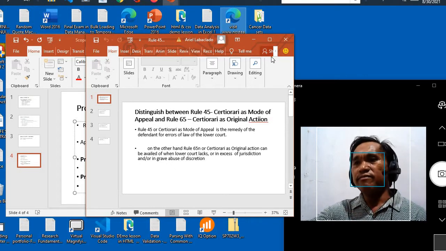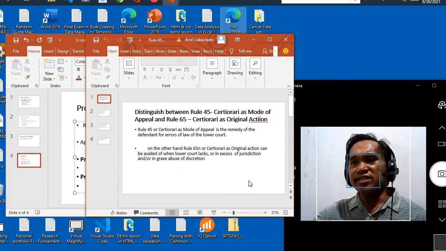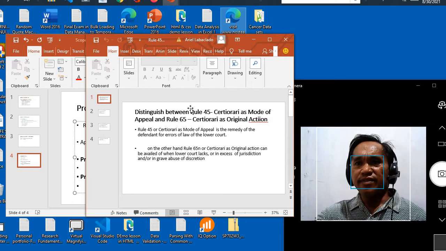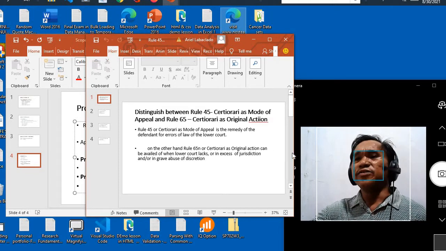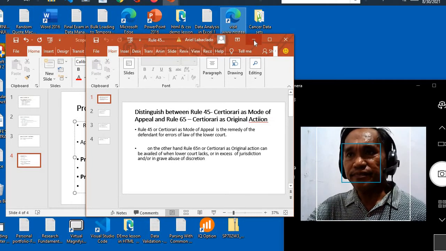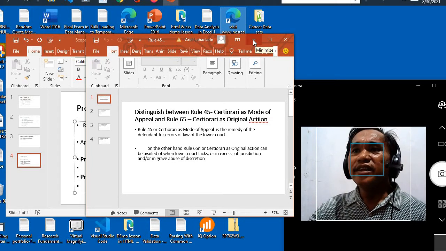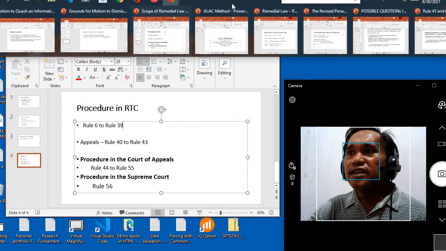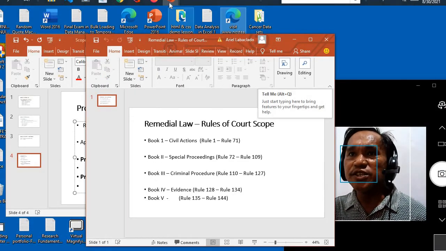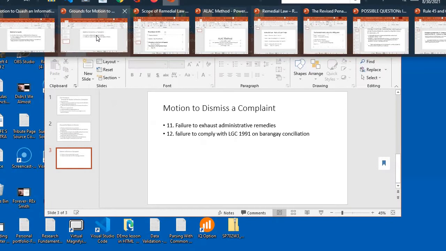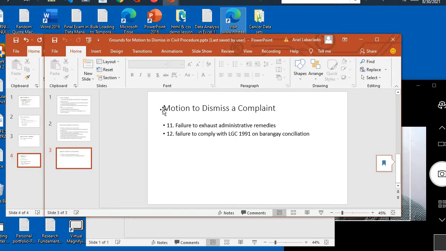Okay, hope you get something from this. It might be asked in the bar examination. The Rule 45 and the Rule 65, certiorari as a mode of appeal, and Rule 65, certiorari as original action. Okay, let us come to other concerns. Grounds for motion to dismiss. This one.